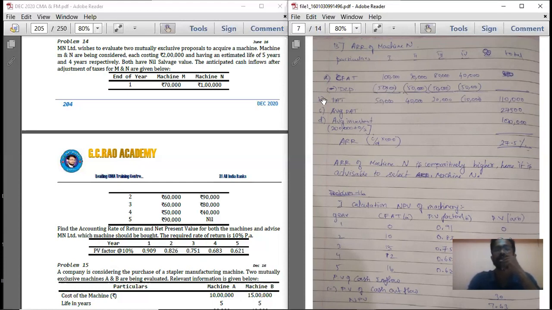So below that, small c, profit after tax, within bracket a minus b. So deduct a minus b for all the 4 years. For year 1 it is 1 lakh minus 50,000, you are getting 50,000. Year 2, 90,000 minus 50,000, you are getting 40,000.